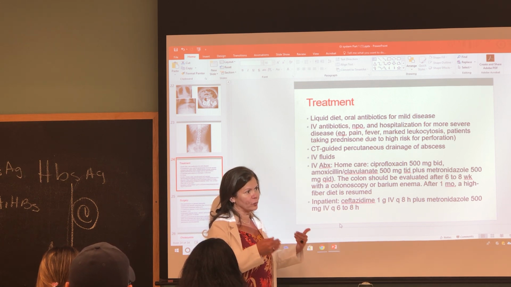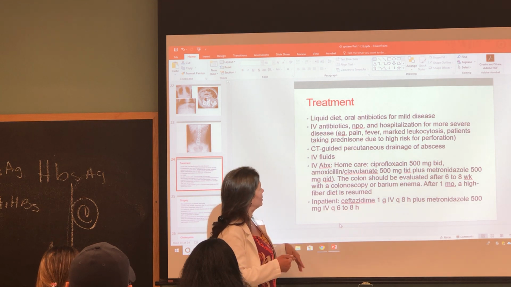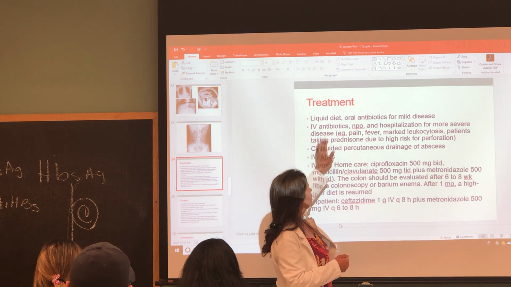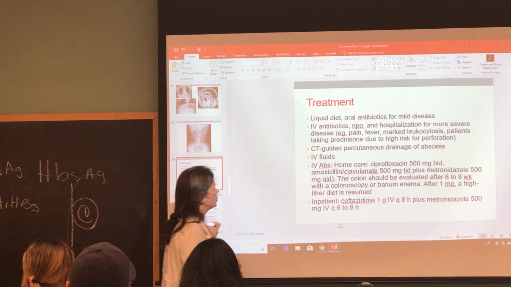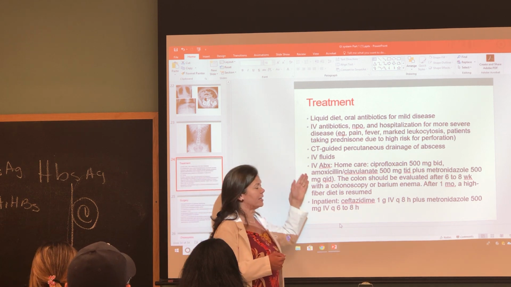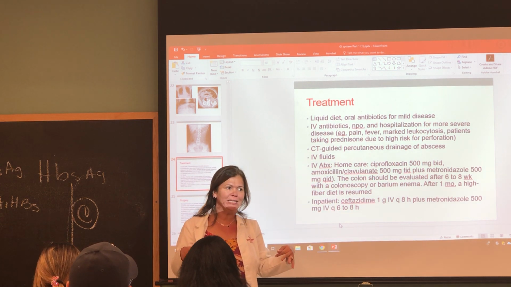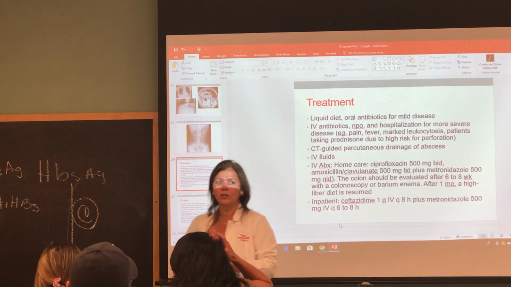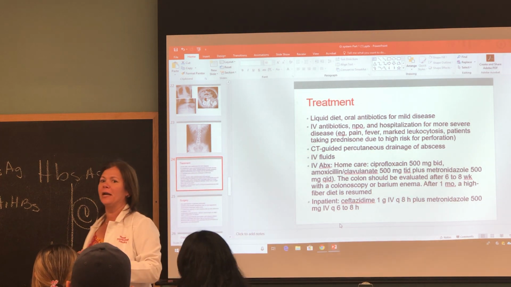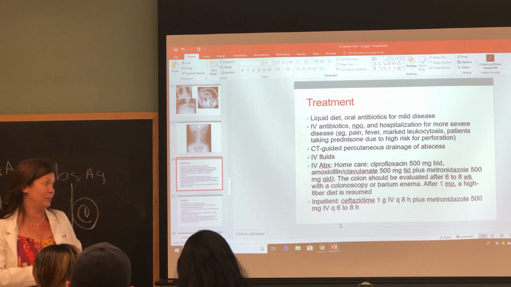And that starts, of course, with a liquid diet and then advance. Okay, that's tolerated. Now, let's talk about antibiotics, okay? So the antibiotics, remember that in your intestine, the most prevalent flora is anaerobic and gram-negative, okay?